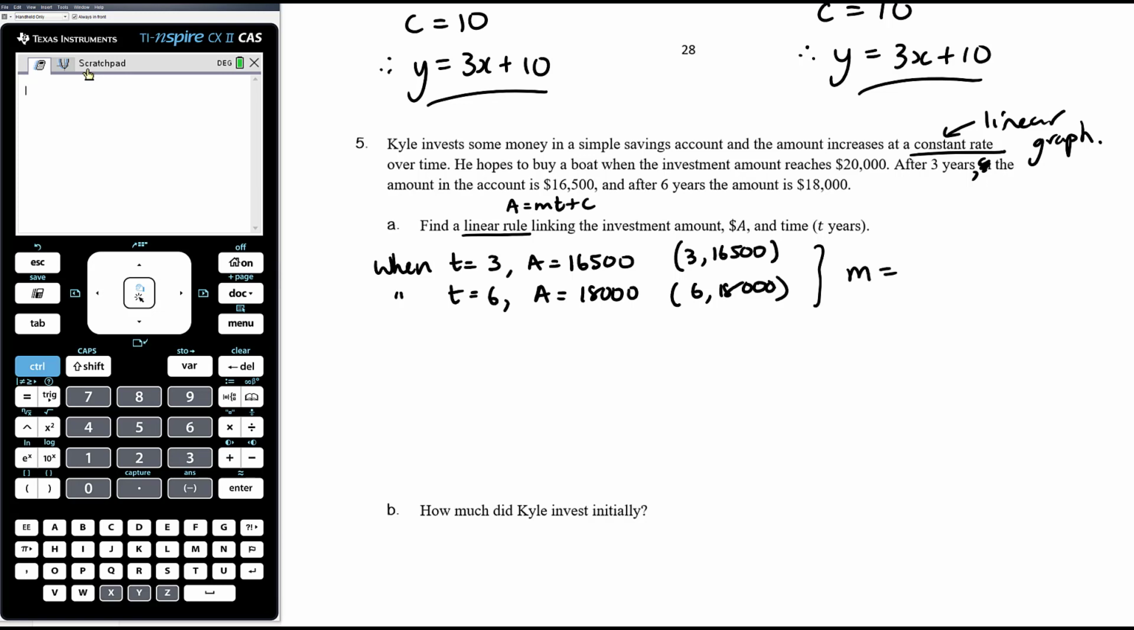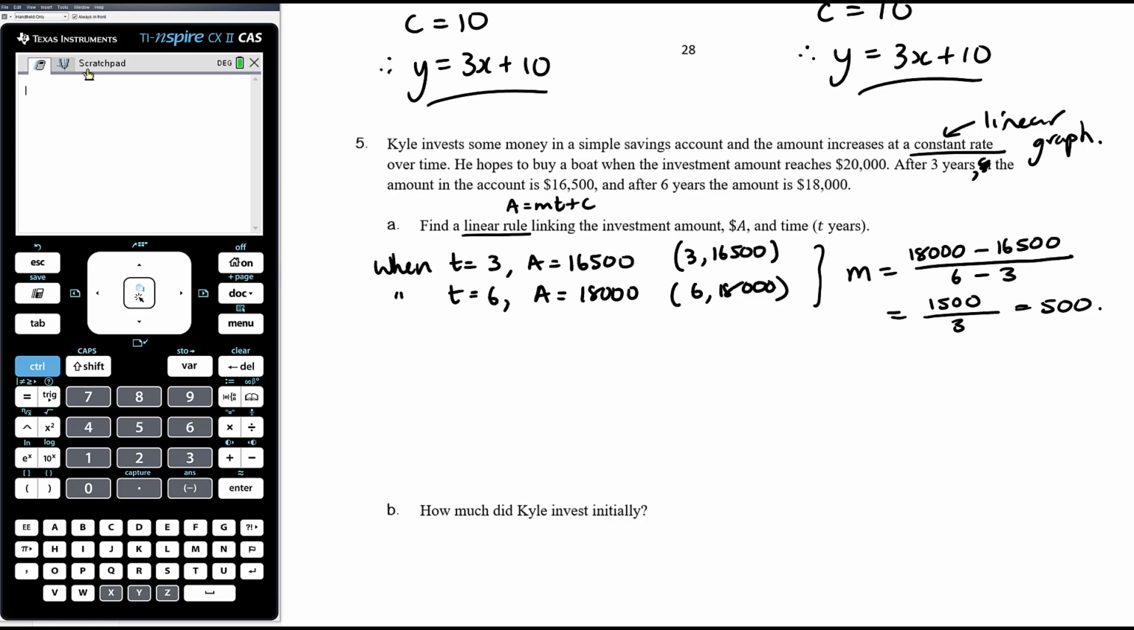Gradient is going to be rise over run, change in the y values, in this case change in the A values, over change in the time, change in the x values. So that is 18,000 minus 16,500 is 1,500 over 6 minus 3, which is 3. 1,500 over 3 is 500. That's the gradient. That's the constant rate that it goes up by each time. For every one step across, we go up by 500. So it's going up by $500 each year.